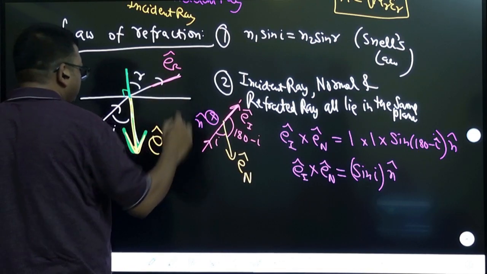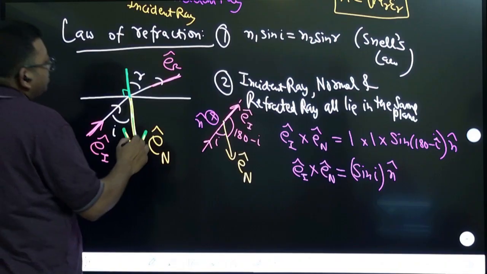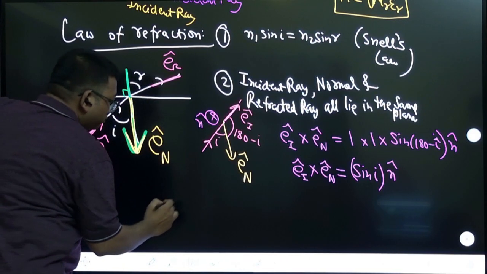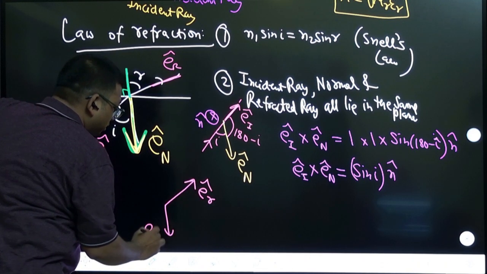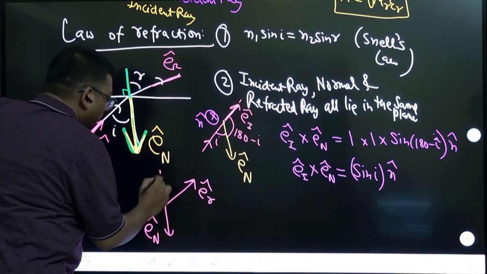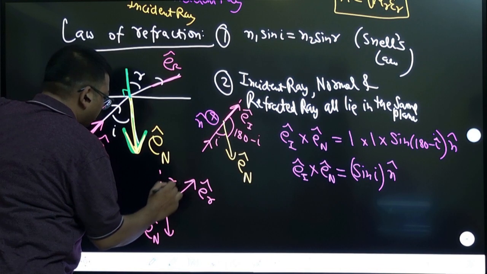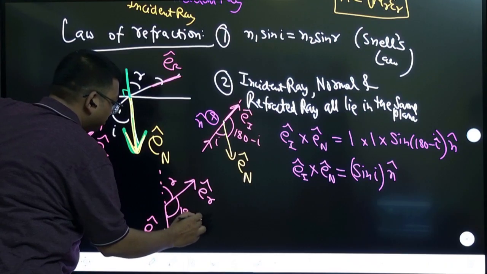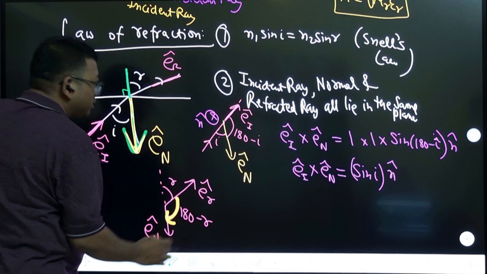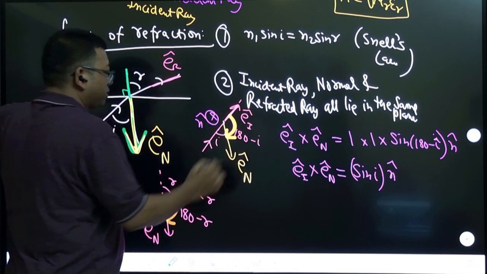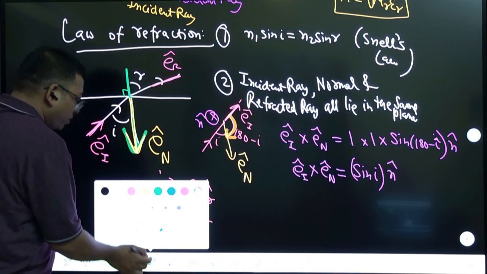Now similarly, if I take the same diagram, En cap is in this direction and Er cap is in this direction. So what is the angle between them? Note that this angle is R, so the angle between Er cap and En cap becomes 180 minus R. Again here we are going in the same direction, clockwise only.